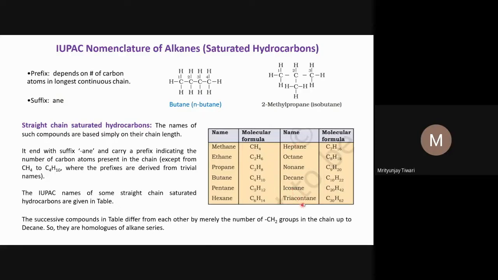So what I mean to say is, in naming these compounds, we add the suffix ane. If the number of carbon atoms is only one, it is methane. If it is two, we use eth, the numerical prefix, and then ane to represent this straight chain saturated hydrocarbon. These names we have already seen.